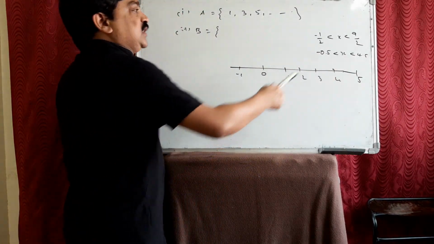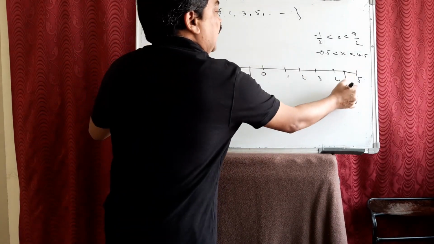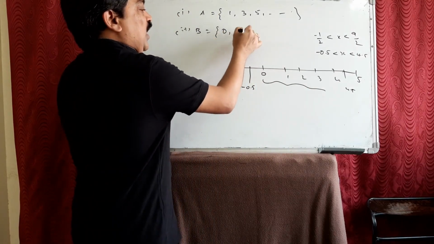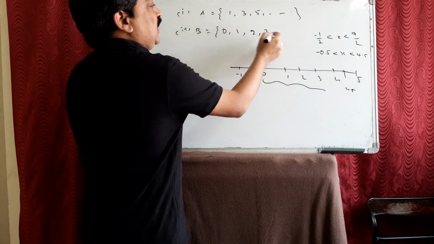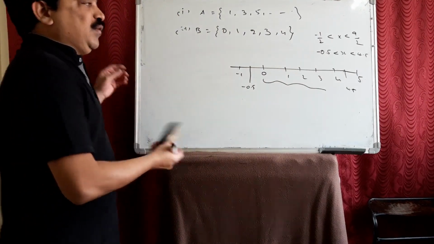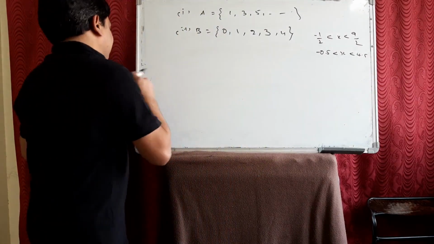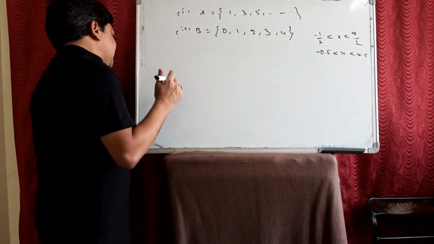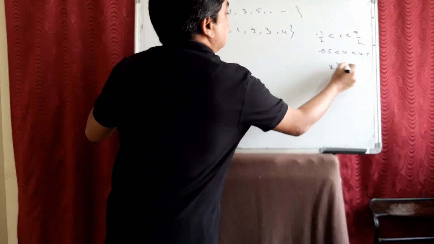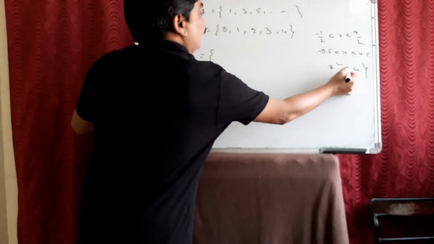You have to choose integers between. Minus 0.5 lies here. 4.5 lies here. So, what are the integers between them? 0, 1, 2, 3, also 4. Hope you understood this. If you want, you can pause and go back. Next one. Third one, x is an integer such that x square is less than or equal to 4. Equal to also.